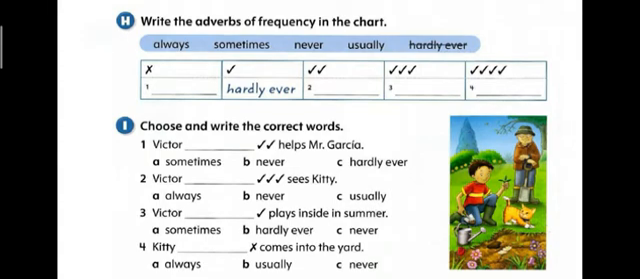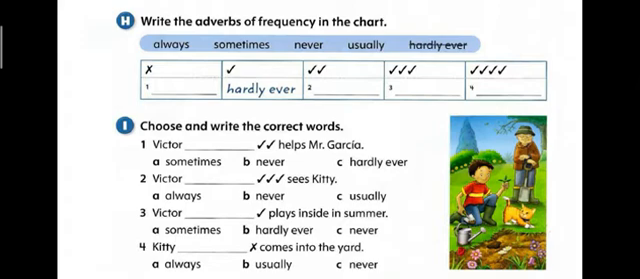Write the adverbs of frequency in the chart. Number one, that's no check. Yes, that's never. One check, hardly ever. Two checks, sometimes. Three checks, usually. Four checks, always. That's correct.